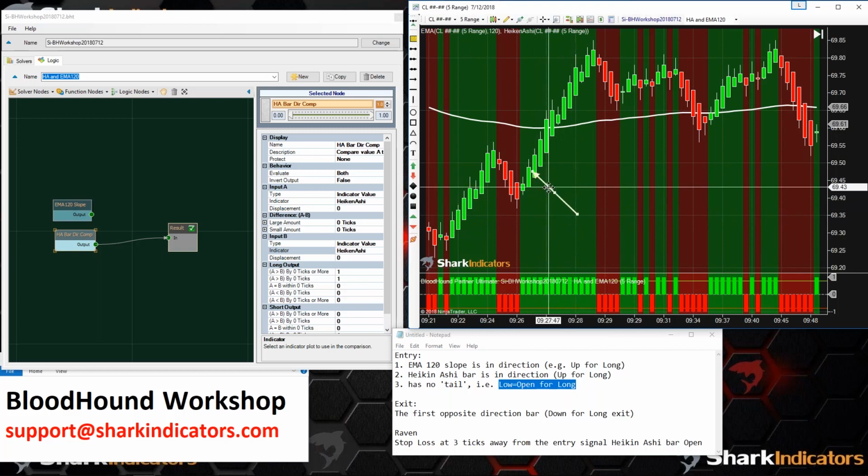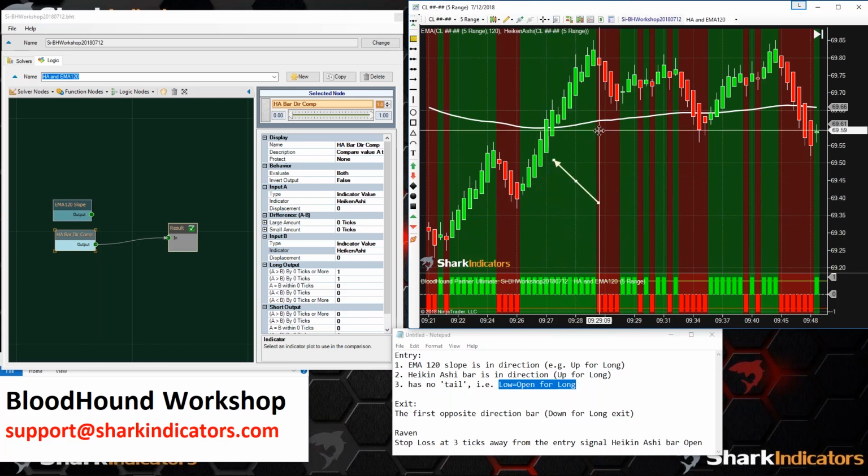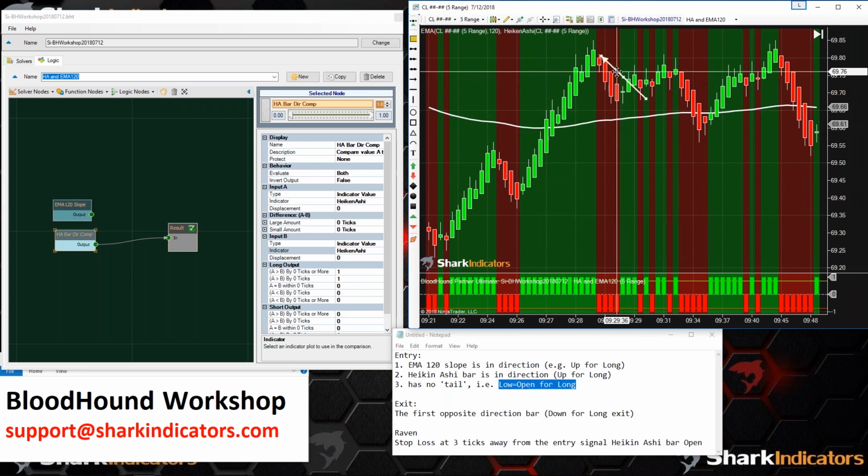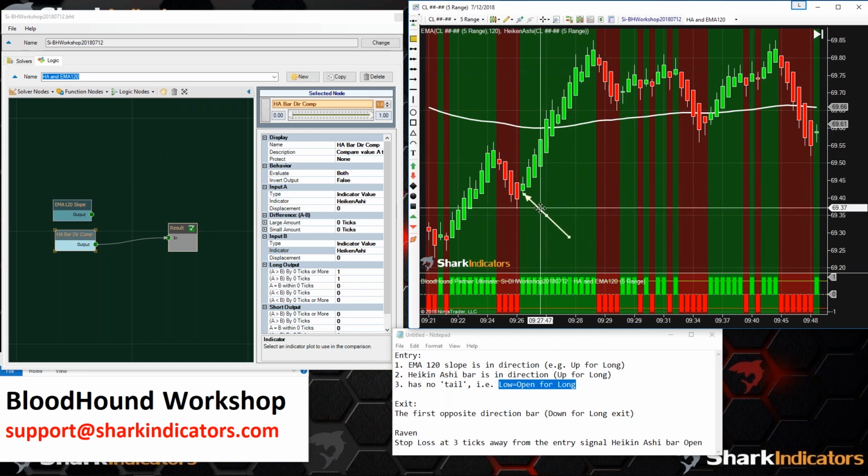Well, for an up bar, I want to make sure there's no bottom wick. And I think the opposite is true for a down bar. You want to make sure that there's no upper wick, like so. So that is going to be another comparison solver, right? So what are we doing? We're making sure that the low of the bar equals the open of the bar, right?